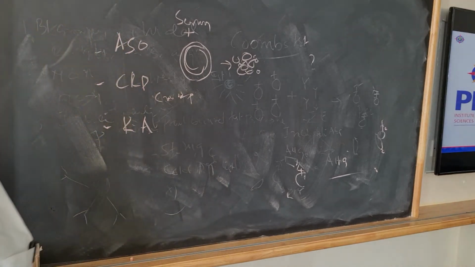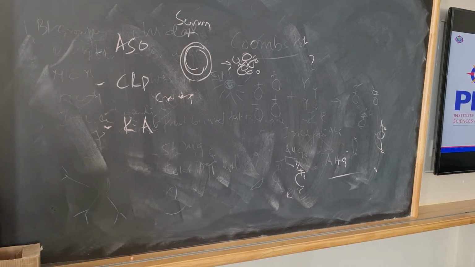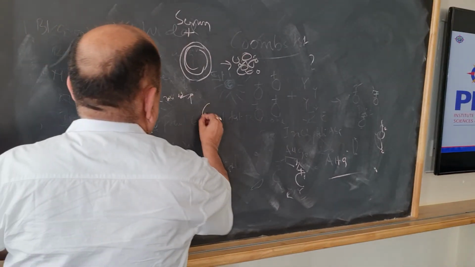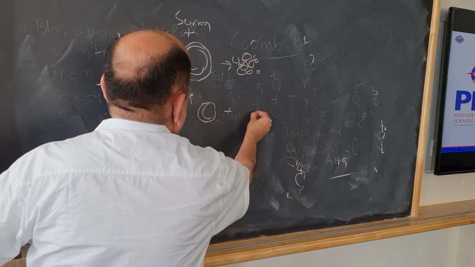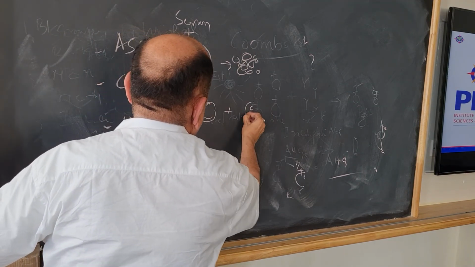CRP is C-reactive protein. It is like ESR. In all acute inflammatory conditions it's raised. We did CRP during COVID to find out the prognosis as well as diagnostic value. C-reactive protein is again tagged onto the latex, and when you add serum, there will be agglutination.